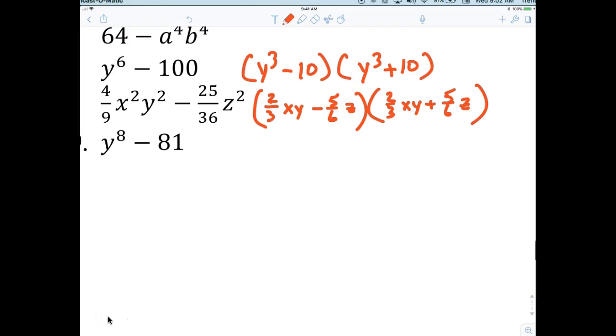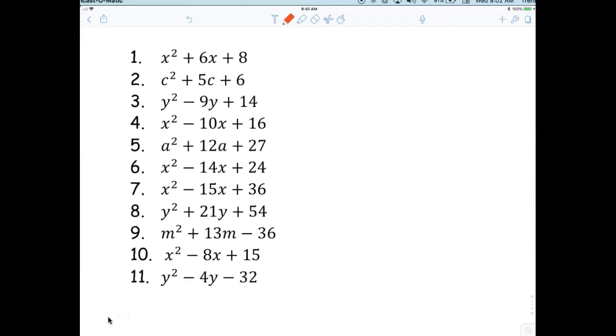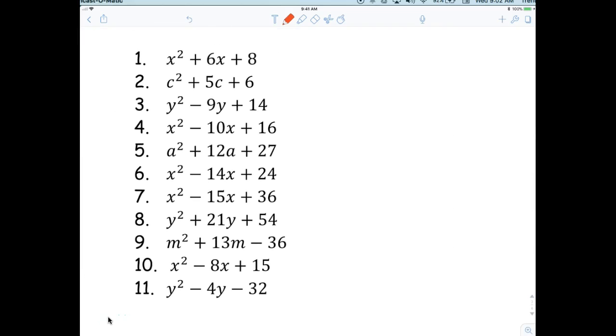All right, so let's scroll down to the next one. Now these are back to really easy because the leading coefficient is a what? A 1. There is no GCF. All you're doing is factoring. So everybody should be able to look at number 1 real quick and tell me that is x plus 4, x plus 2, because 4 times 2 is 8. And again, you're looking at the smiley face.